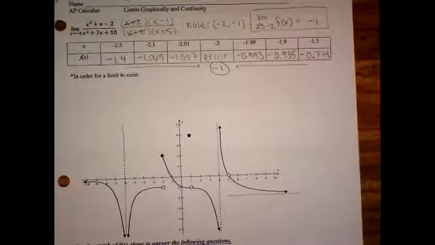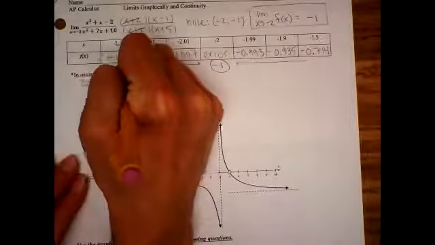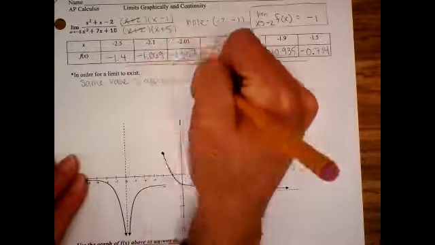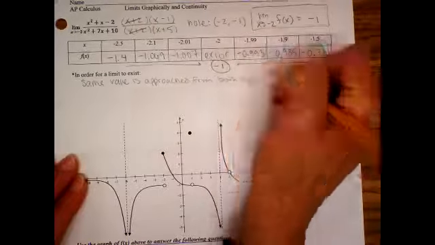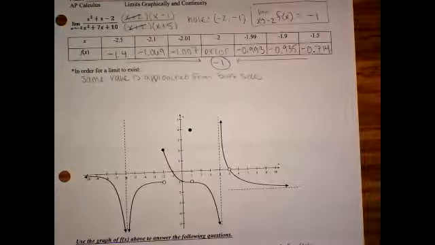All right, in order for a limit to exist, the same value is approached from both sides. So if we were zooming in on the point and one part of the graph went somewhere and another part went somewhere else, there would not be a limit.